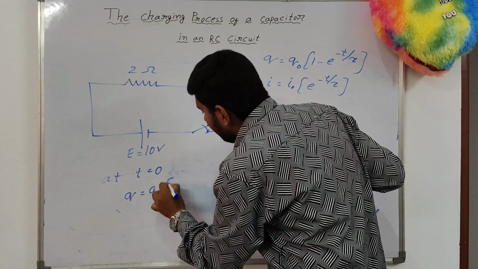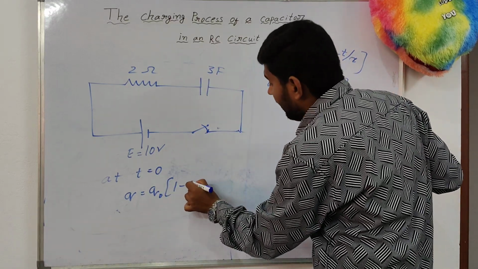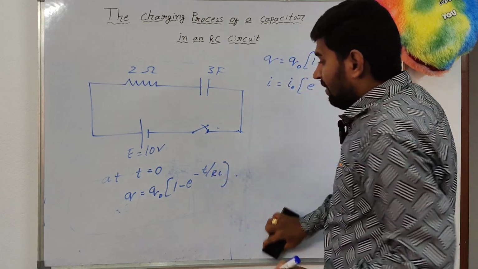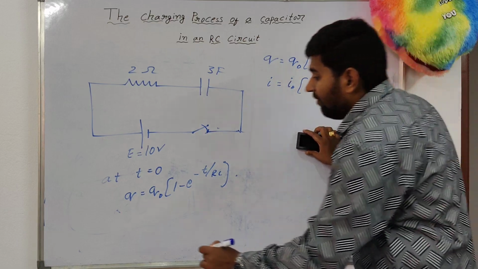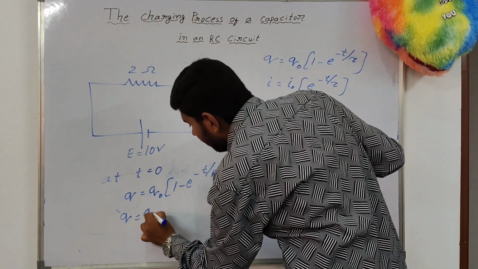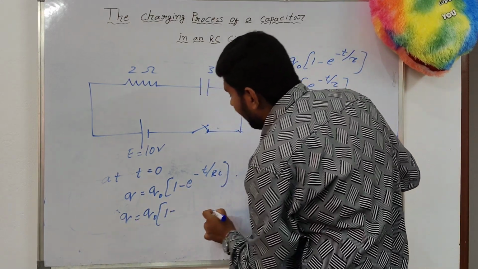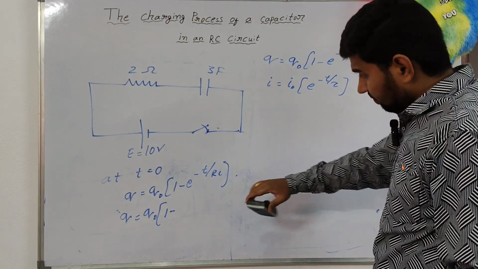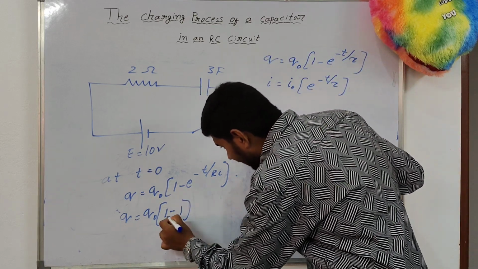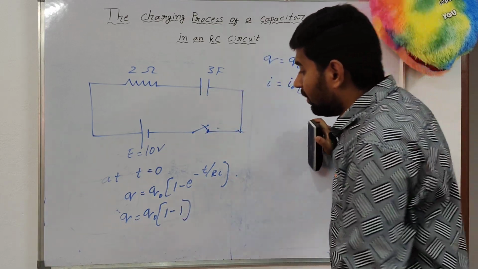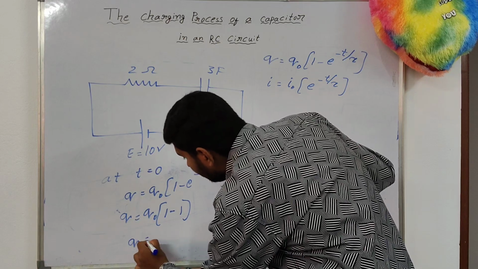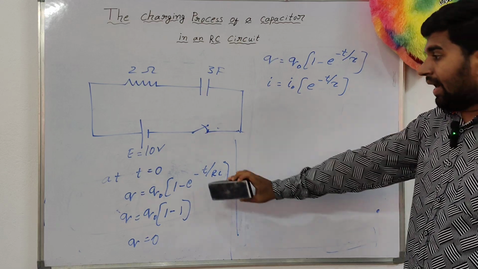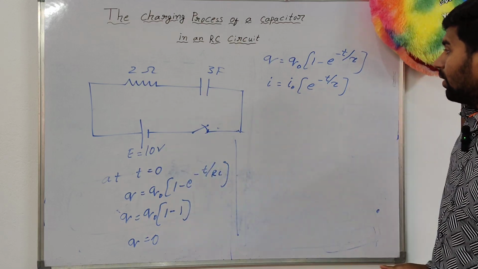Q is equal to Q naught into, we have the formula 1 minus e power minus t by, instead of tau I will write RC. If t is equal to 0, if you substitute the value, q is equal to q naught into 1 minus e power 0. E power 0 means 1, 1 minus 1 is 0. It will become q is equal to 0. Is that clear? At the time interval t is equal to 0, q is equal to 0.